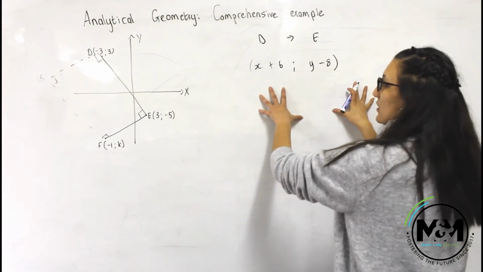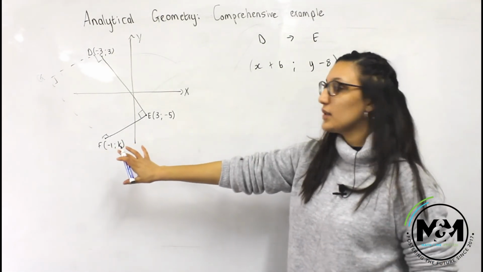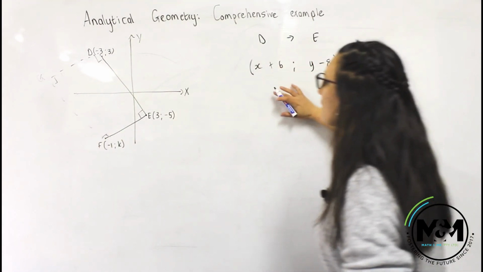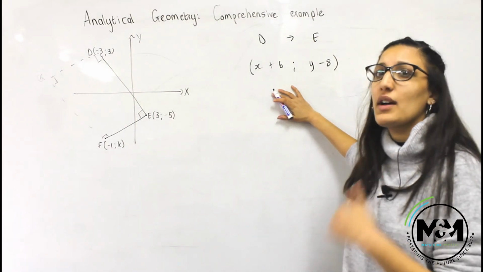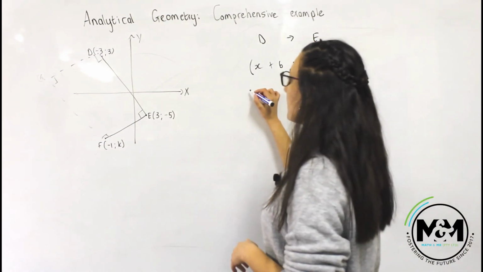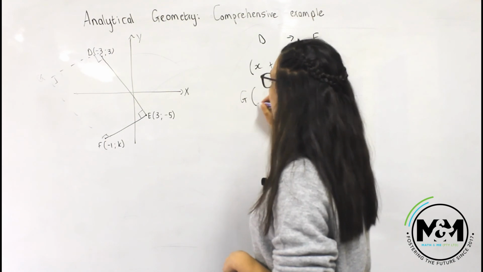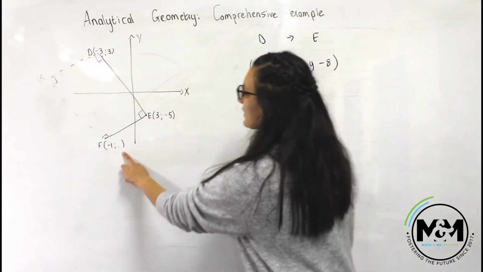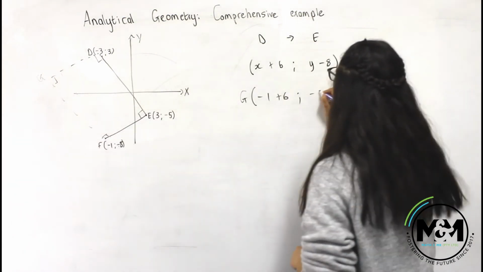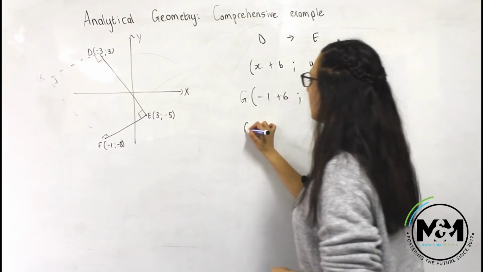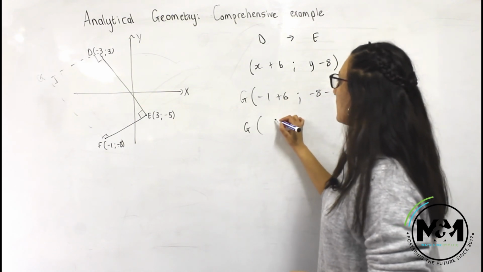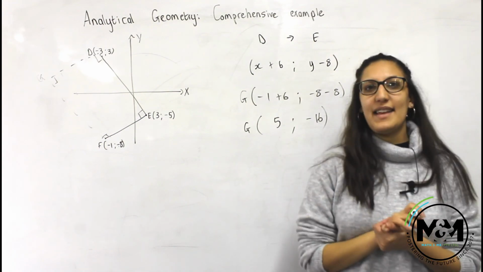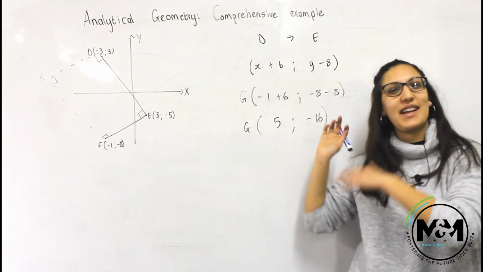Now I'm going to use this translation and apply it to GF. We can only do this because we know that the opposite sides are equal. So I'm going to take the coordinates of F, and that's negative 1 plus 6. My y, we know, is negative 8. So negative 8 minus 8. Therefore, G is 5 and negative 16. And that's it. Thank you for watching our video.